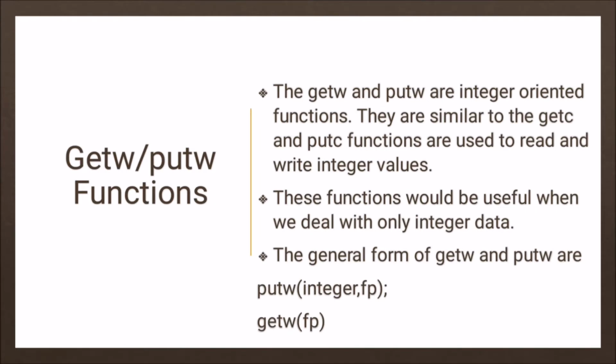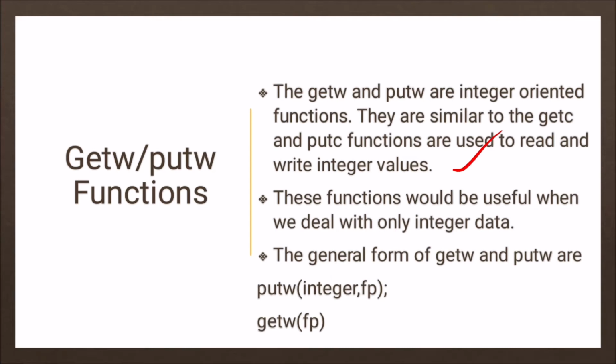Here we discuss input output functions on files: getc, putc, and also getw and putw. The getw and putw are integer-oriented functions, similar to the getc and putc functions, used to read and write integer values. These functions are useful when we deal with only integer data.